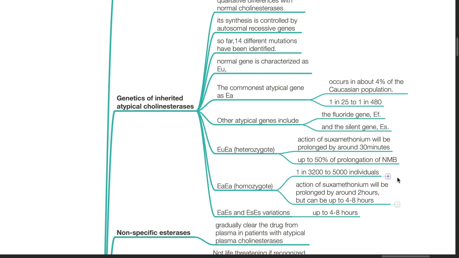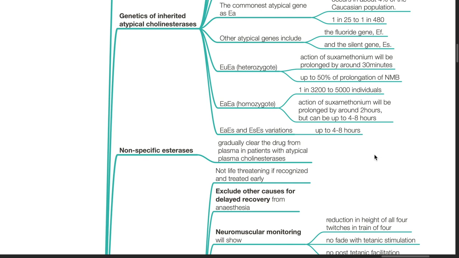In the homozygote EAEA, 1 in 3,200 to 5,000 individuals will be affected, and the action of succinylcholine will be prolonged by around 2 hours, but can be up to 4 to 8 hours. In EA-ES or ES-ES variants, the block can be up to 4 to 8 hours. Non-specific esterases will gradually clear the drug from the plasma in patients with atypical plasma cholinesterases.